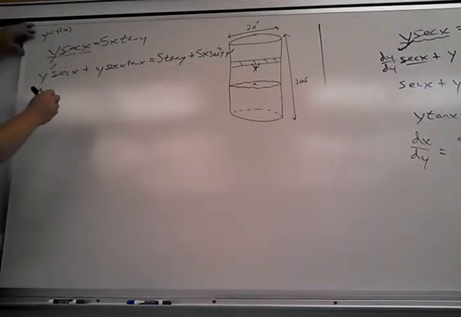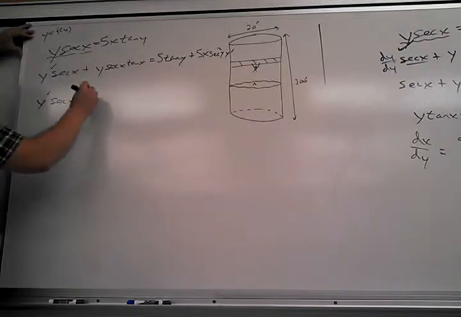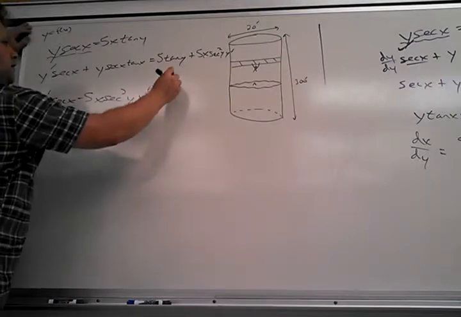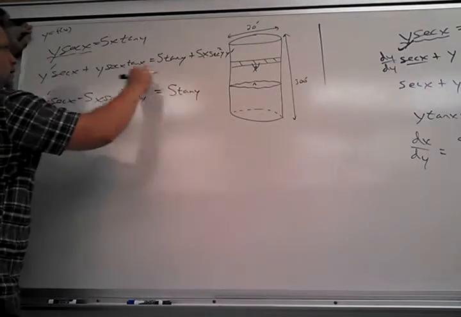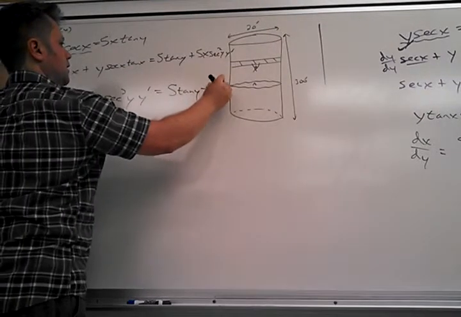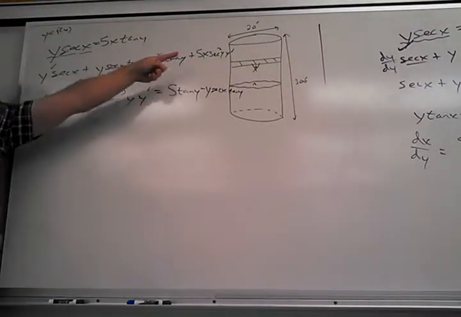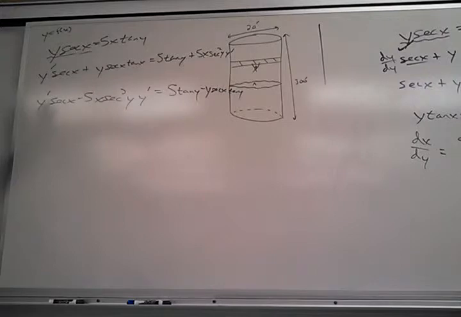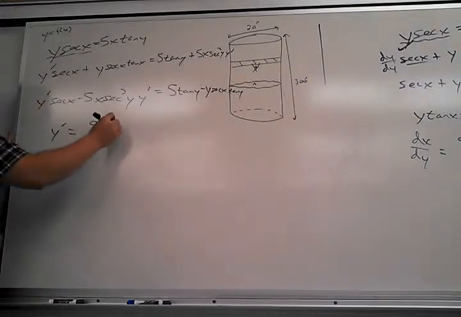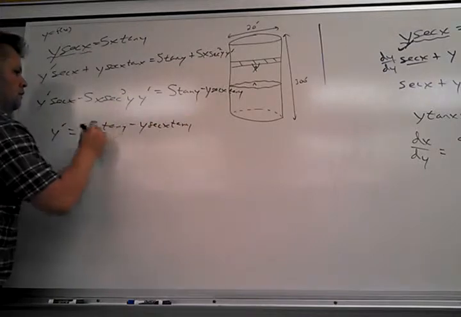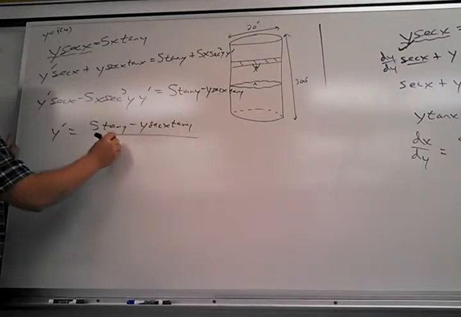How do I finish this out? Get y prime by itself. Get y prime secant x, subtract that 5x secant squared y prime, and then 5 tangent y minus y secant x tangent y, right? Bring that over there, bring that y prime term over there. Take out a y prime, and then divide by what would be left.